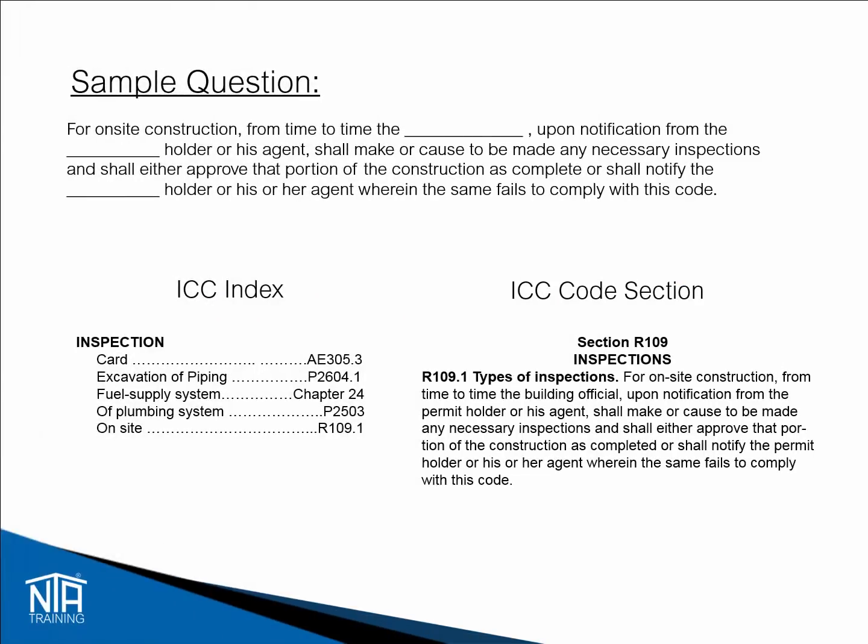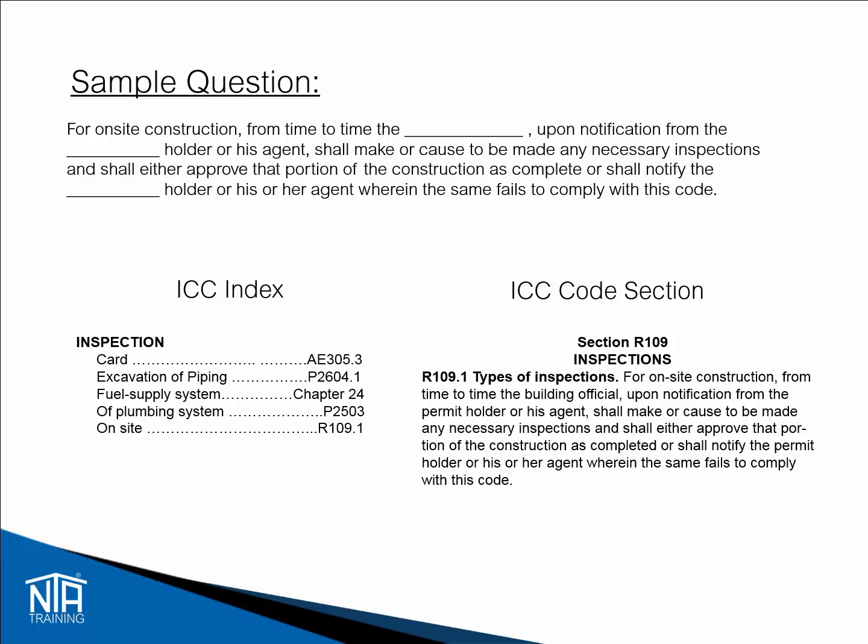For on-site construction, from time to time, the blank, upon notification from the blank holder or his agent, shall make or cause to be made any necessary inspections, and shall either approve that portion of the construction as complete, or shall notify the blank holder or his or her agent wherein the same fails to comply with this code.